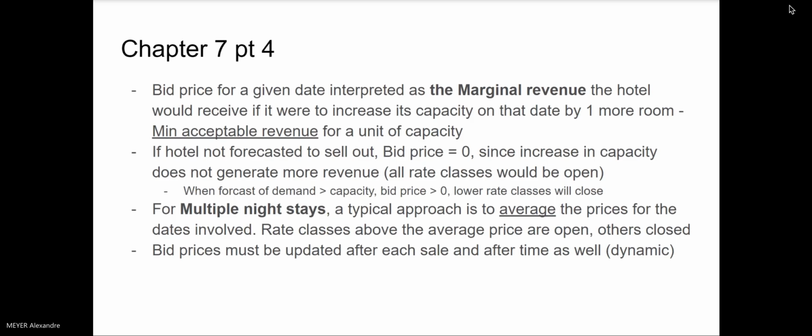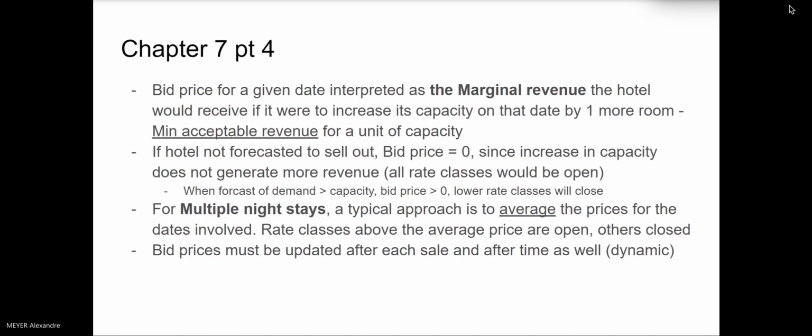If the hotel is not forecasted to sell out, the bid price is equal to 0, right? Since an increase in capacity does not generate more revenue, right? If you have 90% occupancy, your bid price would be 0, because if you have 101 rooms, you still don't have it sold, right? So in this case, all rate classes would be open if you're not forecasted to sell out, because if you don't sell out, you're better off making some revenue rather than nothing, right?